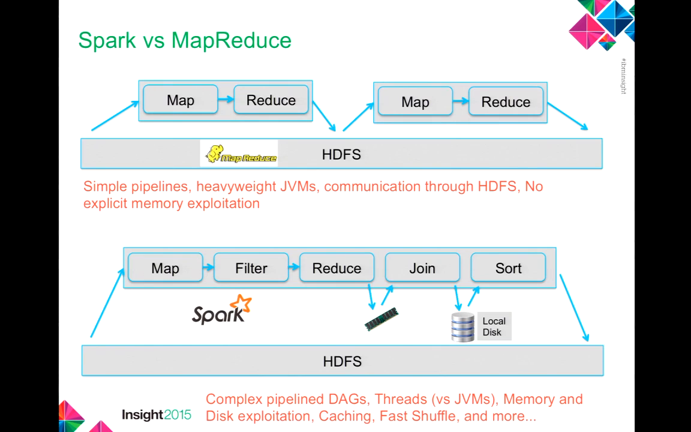In MapReduce, you can stitch only map and reduce, and then you have to fall back to HDFS to materialize your data.